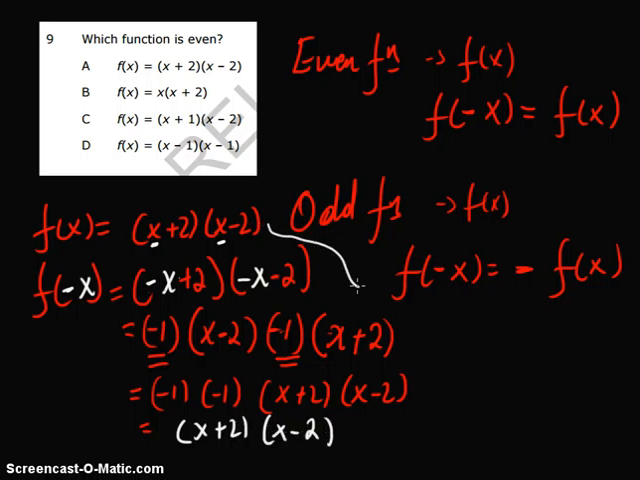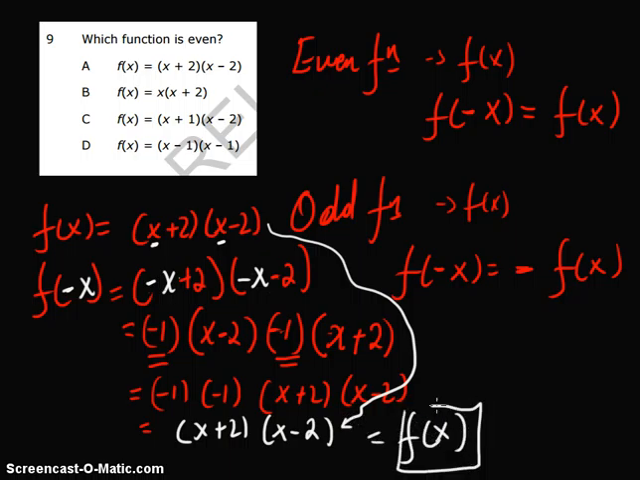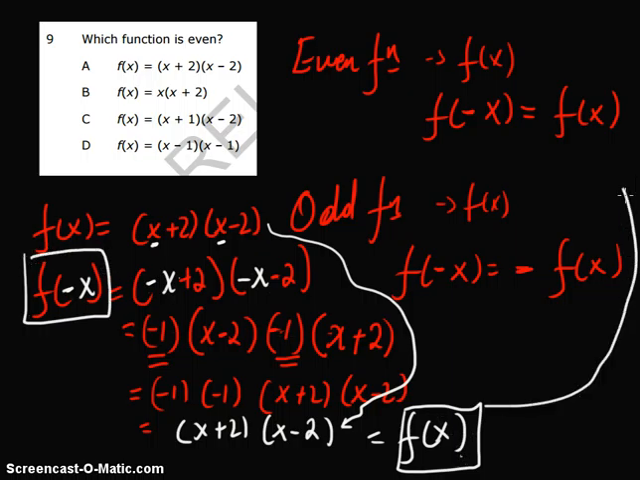which is exactly the same as our original function. So this is f of x. So we know that we started with f of negative x and we ended up with f of x, and this satisfies the first one. We don't even have to do the rest. So the correct answer in this case is A. I guarantee you, if you try the others, you're not going to get f of negative x equals f of x, and that completes the problem.